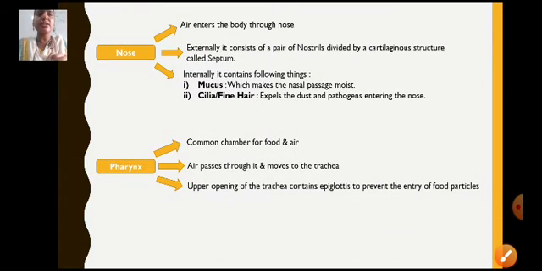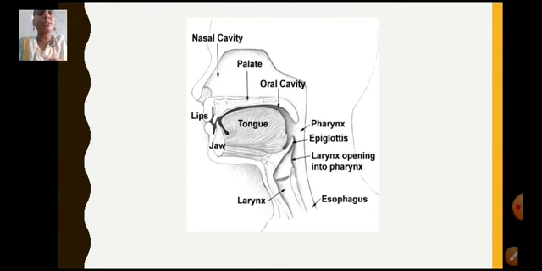Now next we have the pharynx. We have already studied the pharynx, which is a common chamber for food and air. Air passes through it and moves to the trachea. The upper opening of the trachea contains the epiglottis, which prevents the entry of food particles. If you remember, we have already seen this.